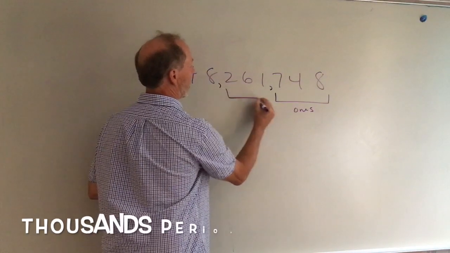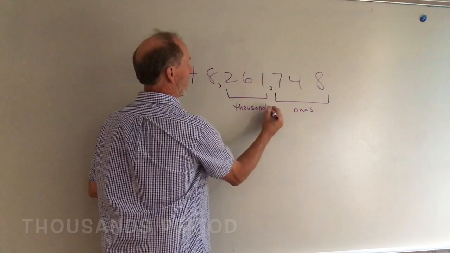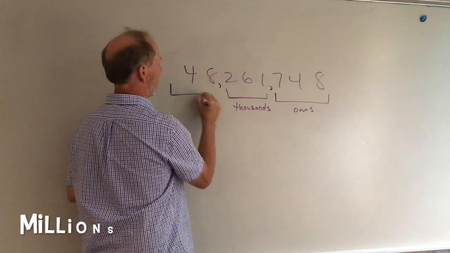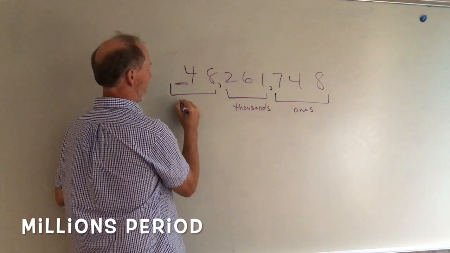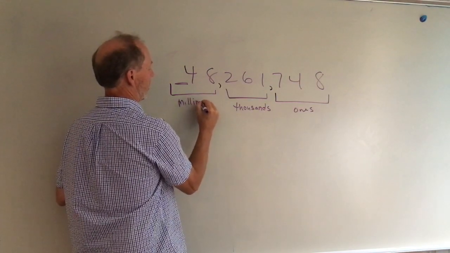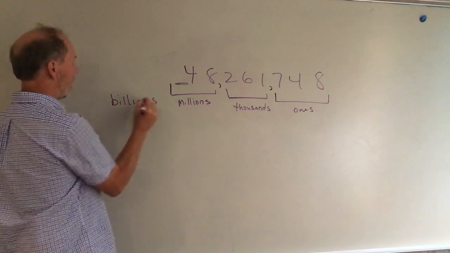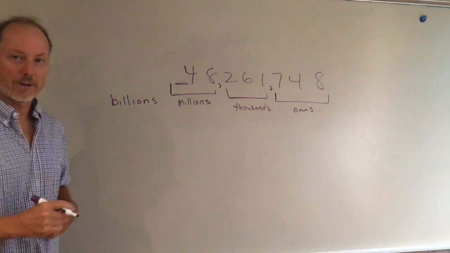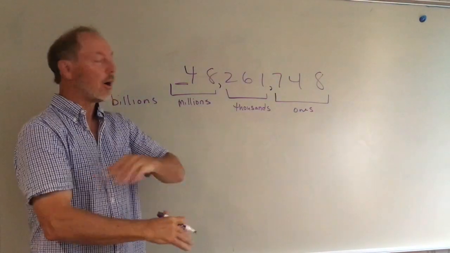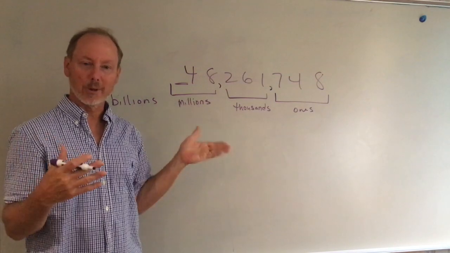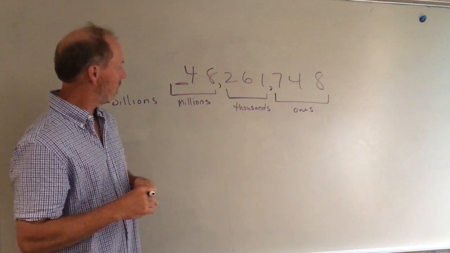This part here is the thousands period. And this part here, including this non-existent 100 million, is the millions period. And over here would be the billions period. And over here would be the trillions period, and so on and so on. So to read a big number, it's not that hard. All you have to do is be able to read a number in the hundreds. I think everybody can do that. And then you just read each period.